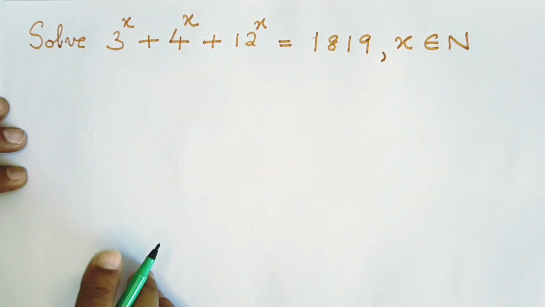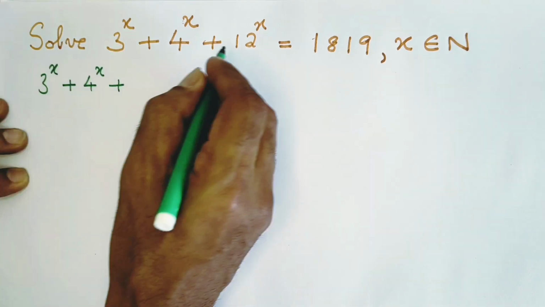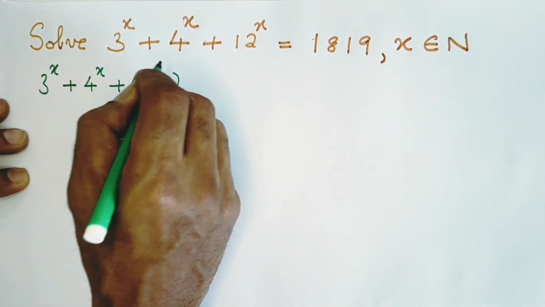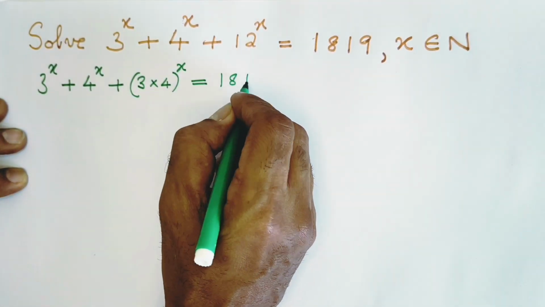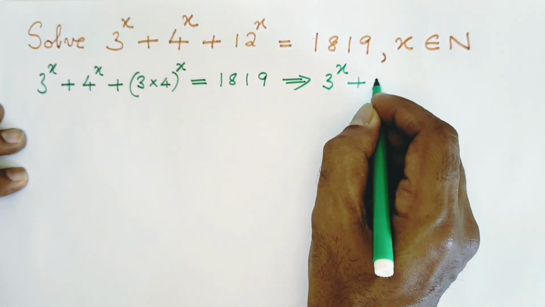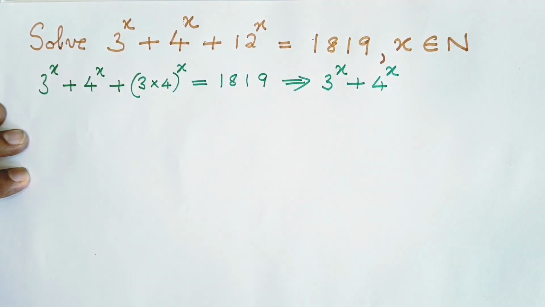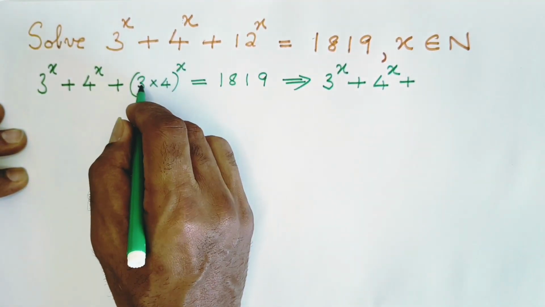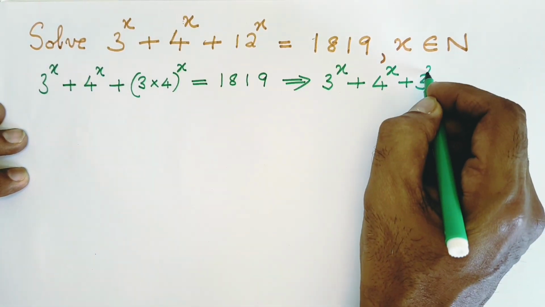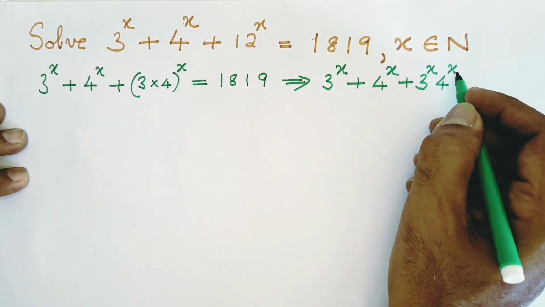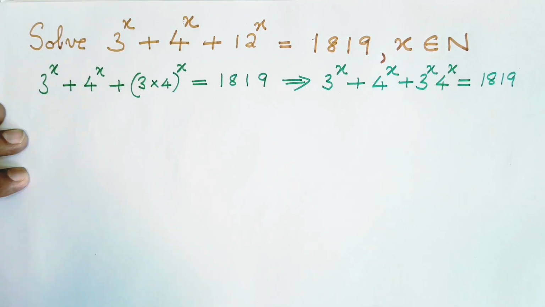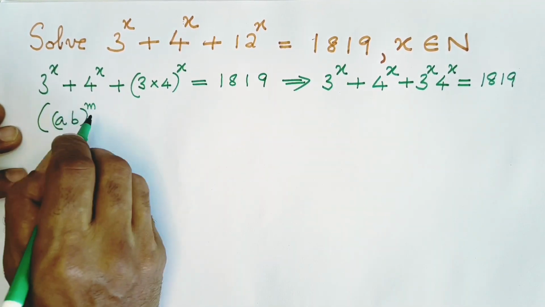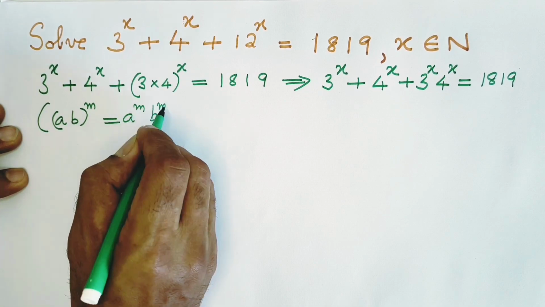To begin with, let me rewrite the equation as follows, changing the third term as 3 multiplied by 4 to the power of x equals 1819. That implies 3 to the power of x plus 4 to the power of x plus, using the law of index, let's distribute x to both the terms. You have 3 to the power of x, 4 to the power of x equals 1819. We are making use of this law of index: (ab) to the power n equals a to the power of n, b to the power of n.